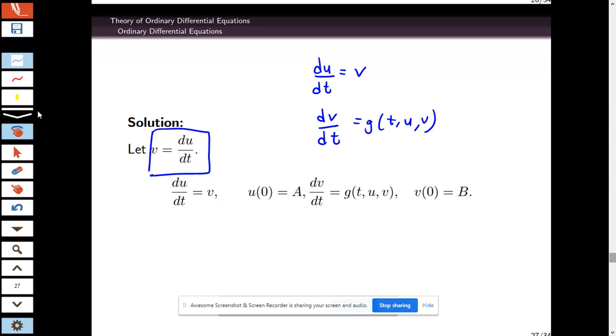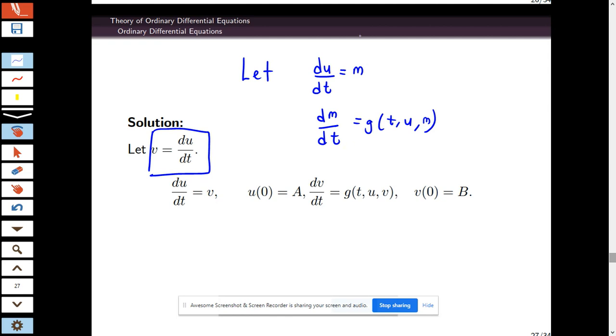Let me just erase it. Okay, some of you may do it this way too: du dt equals m, dm dt equals g times m. It's also acceptable because the variable is assigned by you. You can use any variable you want, but make sure you transform it into first order. Okay, that's the key point.